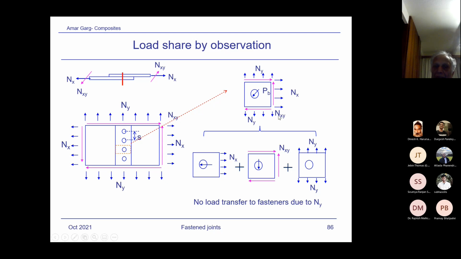Same thing, NXY, because this is NXY here, and this will not be in equilibrium if the fastener does not react this load. And this is what I've shown here. Suppose splitting this one, so NX plus NXY will provide this bearing load, and NY just gets bypassed.